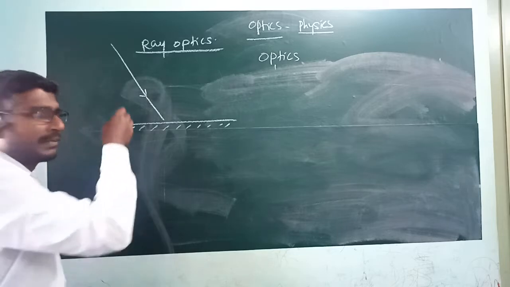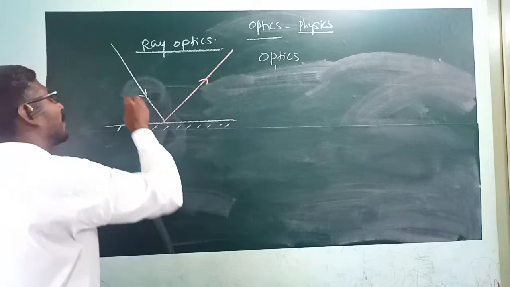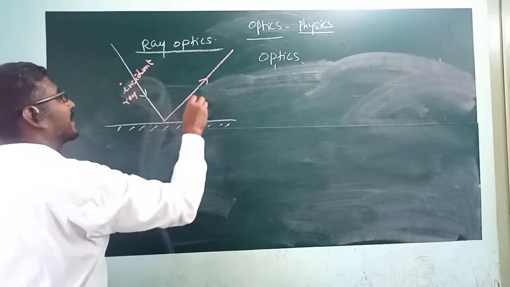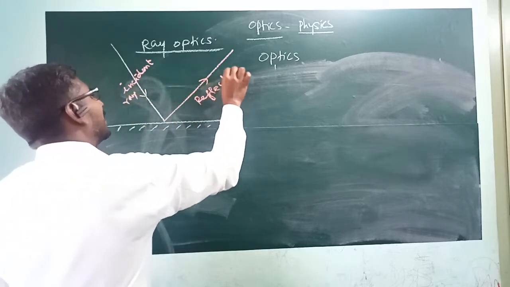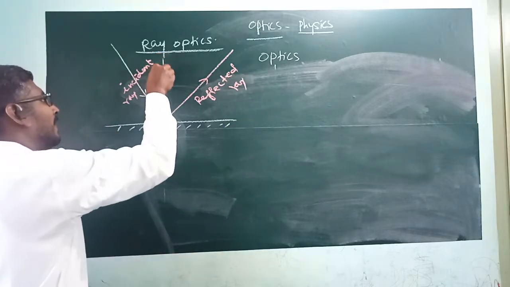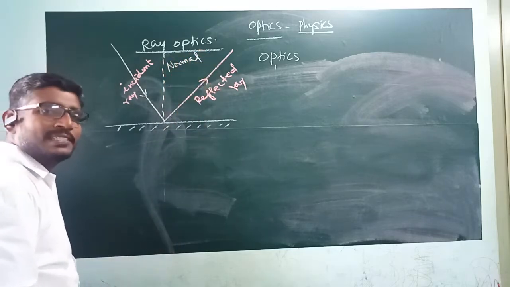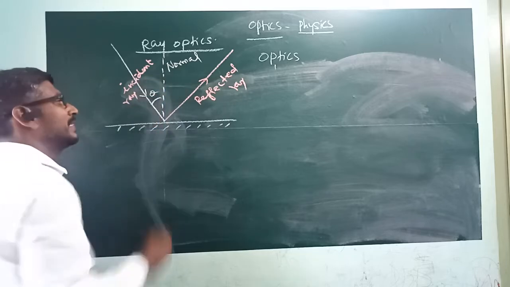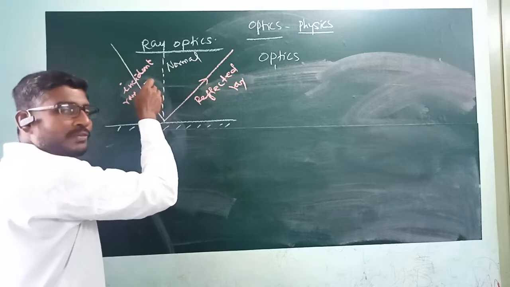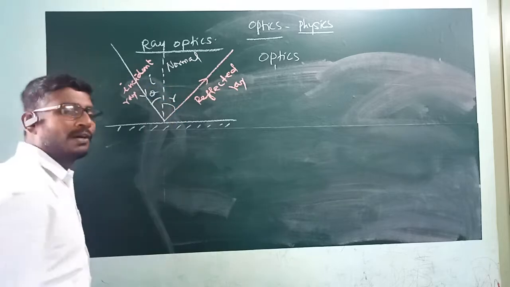any plane surface will make the ray get reflected. This is called your incident ray, and the ray which is reflected, you call the reflected ray. The point of incidence, you call it the normal. The angle between the incident ray and the normal, you call the angle of incidence, I, and the angle between the reflected ray and the normal, you call the angle of reflection.